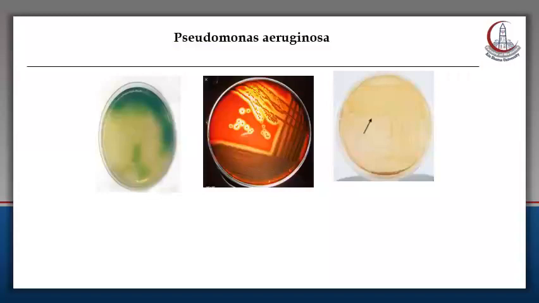The second most common causative organism for this typical pneumonia in this patient is Pseudomonas aeruginosa. So the cultured plates will be as follows. The first one is the nutrient agar. Remember, the nutrient agar was yellow and transparent, but now it's greenish in color. This is because of the exopigment from the Pseudomonas aeruginosa, leading to the greenish discoloration of the whole plate.